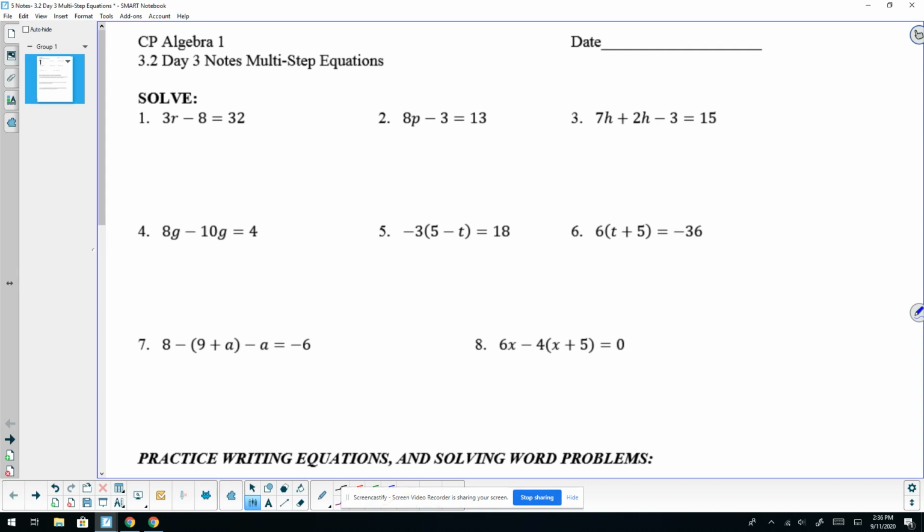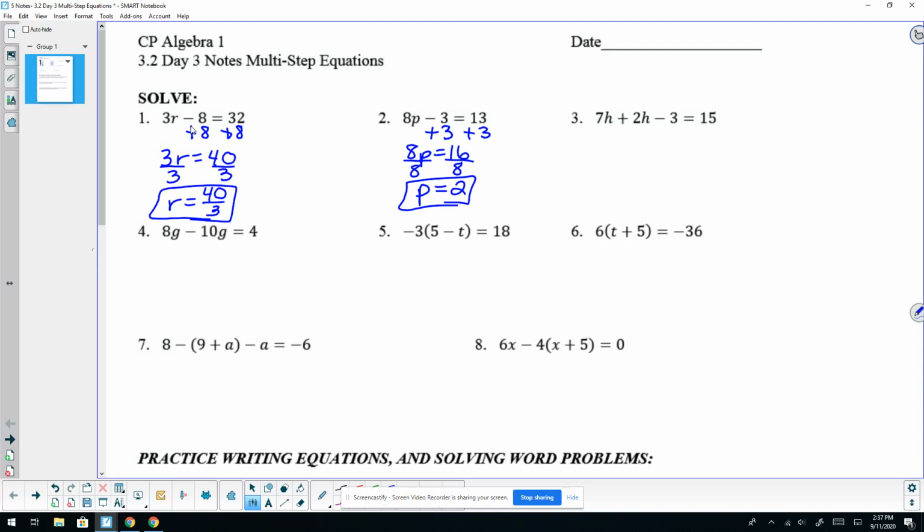So for problem 1 first, we go ahead and add 8 to both sides. We get 3r equals 40. Divide by 3. R would equal 40 over 3. Remember not to change it out of fraction form. Okay. On problem 2, we can go ahead and add 3 to both sides. That gets me 8p equals 16. Divide by 8, and p would equal 2.